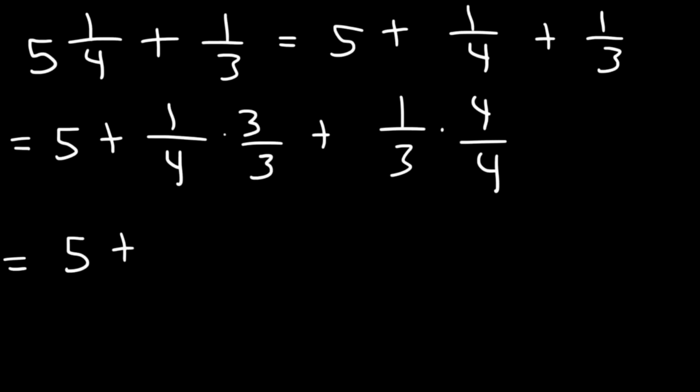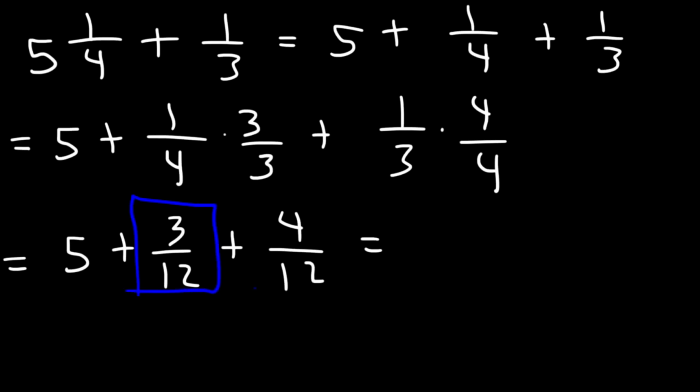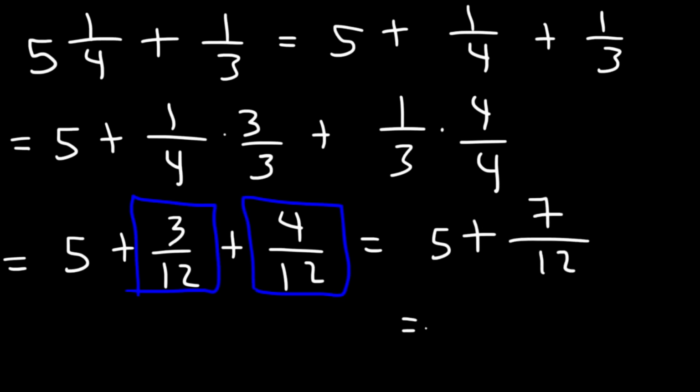So 1/4 times 3 over 3, that's going to be 3 over 12. And 1/3 times 4 over 4 is going to be 4 over 12. So now I can add these two fractions. And so 3 over 12 plus 4 over 12 is 7 over 12. So my final answer is 5 and 7/12.